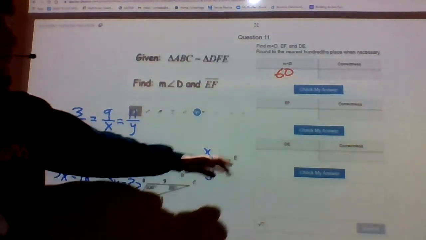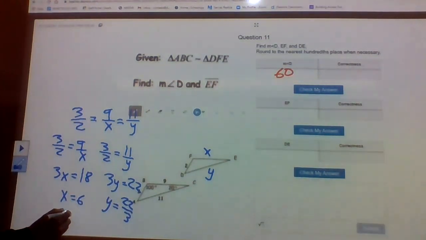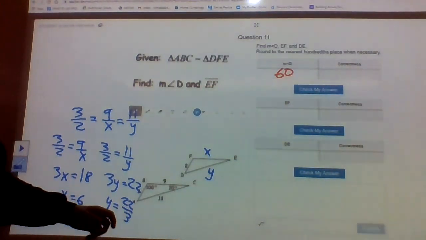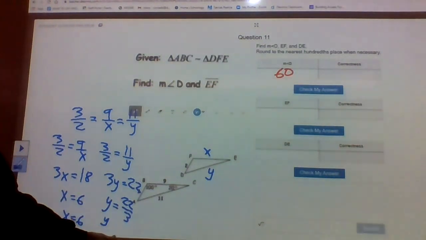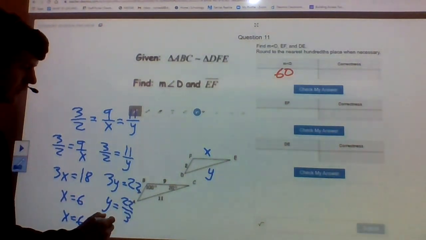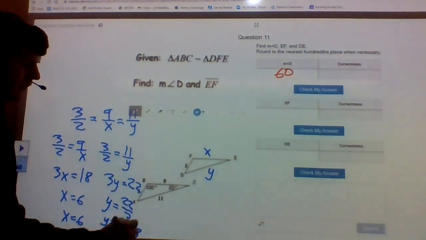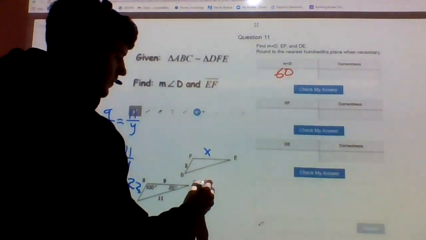It says round to the nearest hundredths place if necessary. So this one's just going to stay 6. But this one over here, 22 divided by 3. So 3 goes into 21 7 times, so we have 7 and then 1/3 remaining. That's going to be 7.33 repeating. So Y was DE.